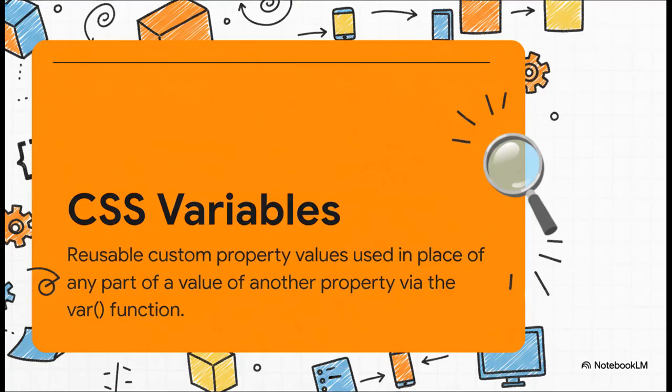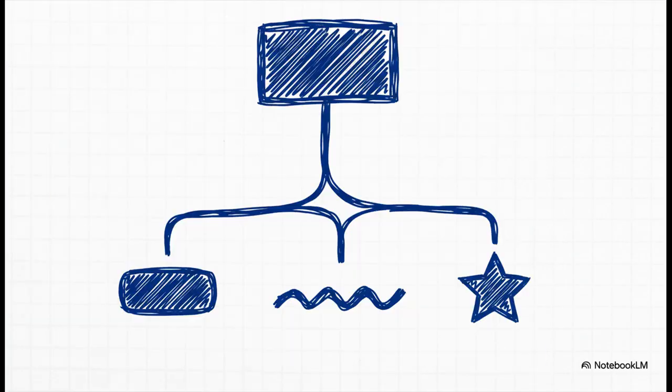And that's where CSS variables, or more officially, custom properties, come into play. They let you store values, like colors, spacing, font sizes, in one central spot. This creates a single source of truth for your entire design system, which is just fantastic for consistency. So here's how they work.